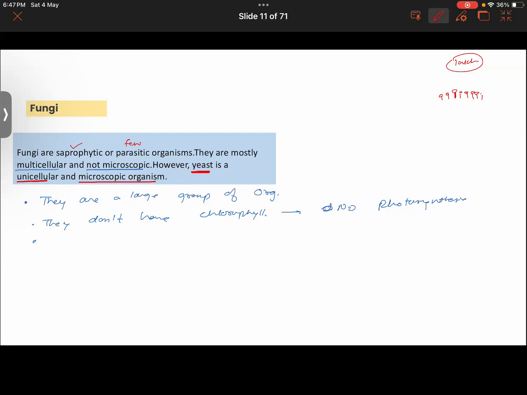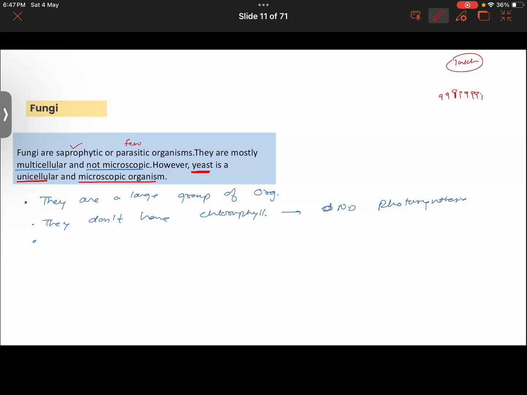Yeast is used in making alcohol. In which process? The name of the process starts from F. That is fermentation. Good. And then you have some edible fungi also.